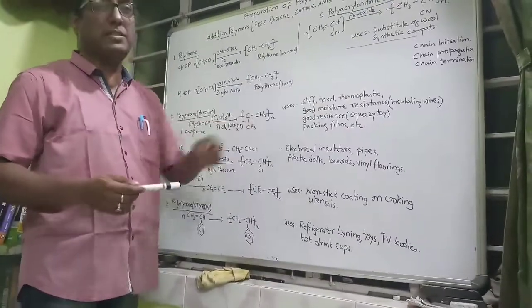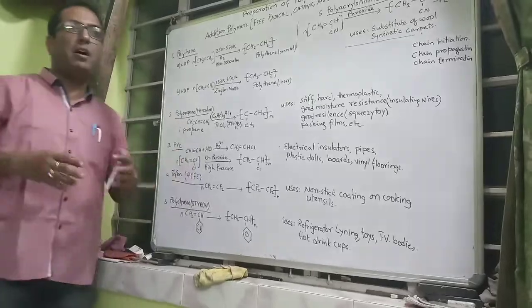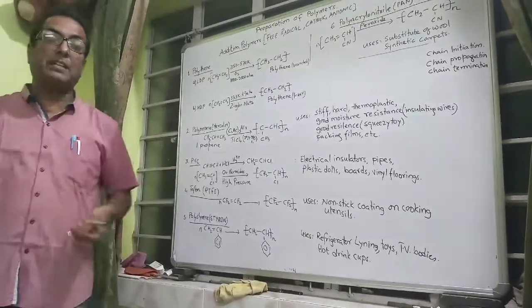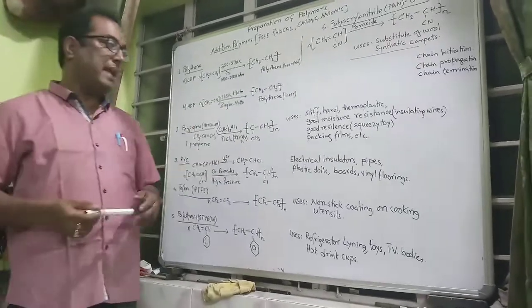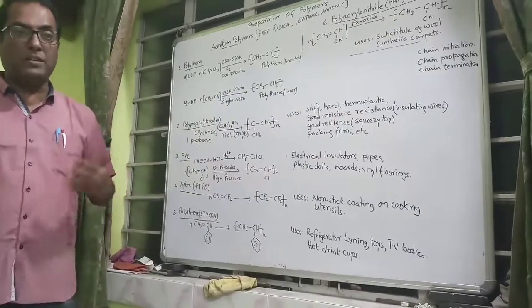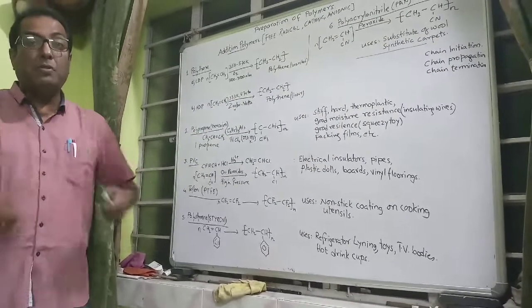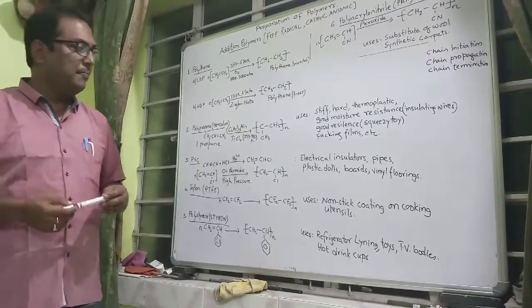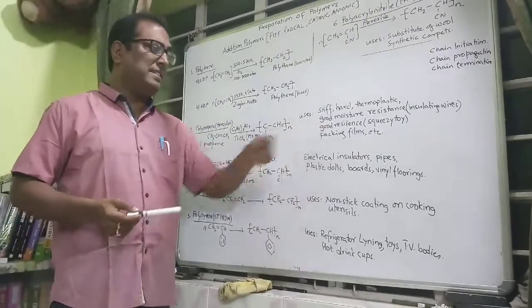You can know it is very stiff, it is hard, it is thermoplastic. That means if you heat it at a high temperature, you can mold it to some other different shape because it is thermoplastic. They have good moisture resistance. As it is moisture resistant, you can use it for making raincoats because it will not allow the water to percolate inside. It has good resilience.